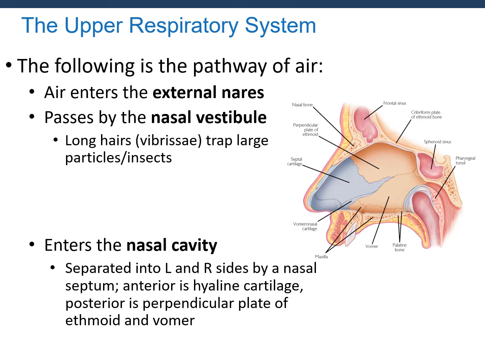Now, the upper respiratory system is going to be a pathway for air to go through. There's no exchange that happens. Air just simply comes in. Air will enter into the external nares. These are, of course, the nose holes that you have. This passes by the nasal vestibule, where it has long hairs to trap the large particles or insects. Once it enters into the nasal cavity, it is separated into the left and right sides by the nasal septum.